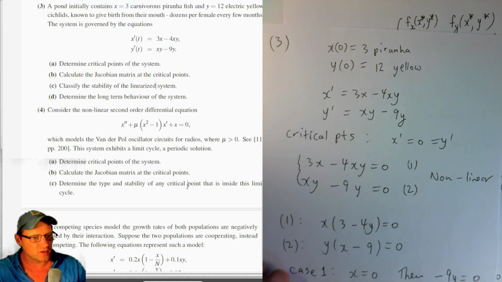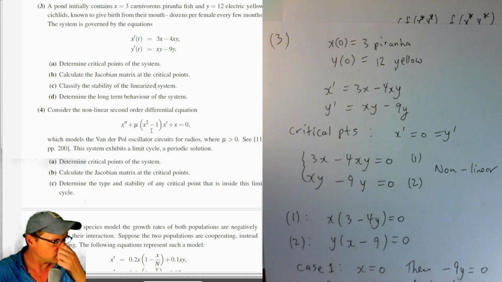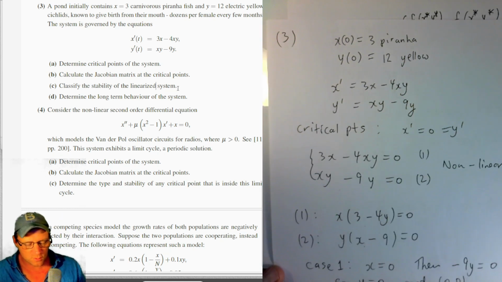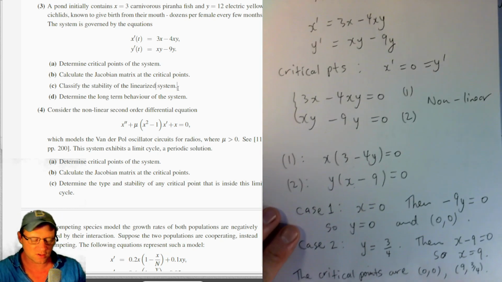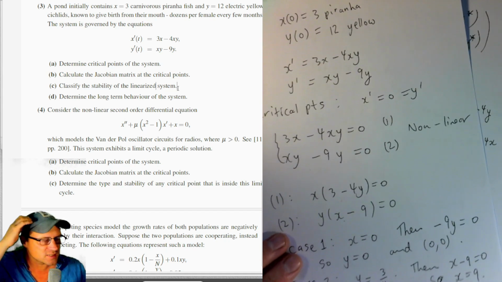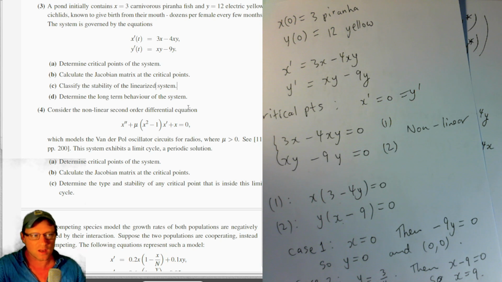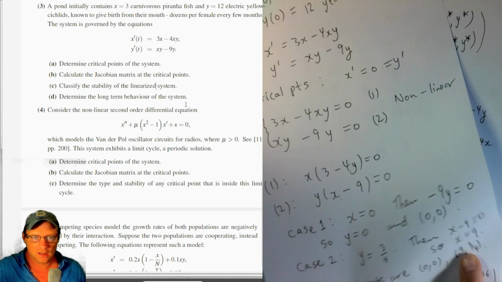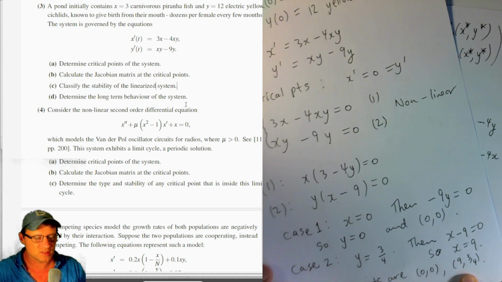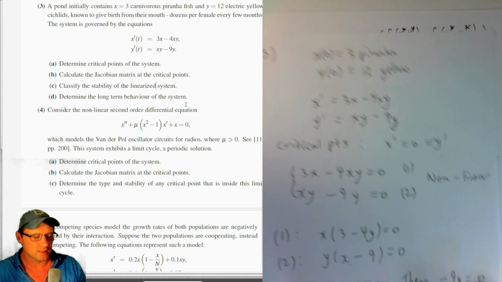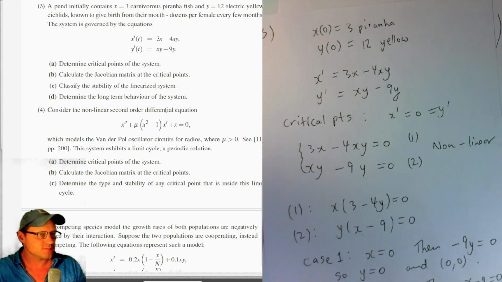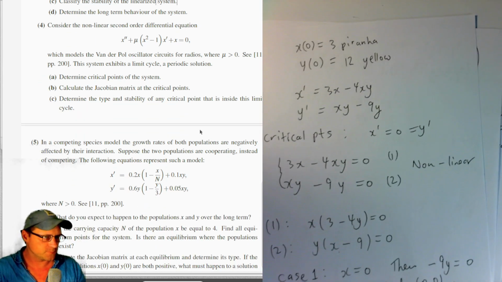Okay, so let's move on now to the next one. So we've classified the stability of the linearized system. That was the stability of these two critical points. We've done that. Okay, the next part is determine the long-term behavior of the system. We've done that by saying what happens. The two populations will oscillate around this 9, 3/4 population. Okay, so let's move on now to question 4.